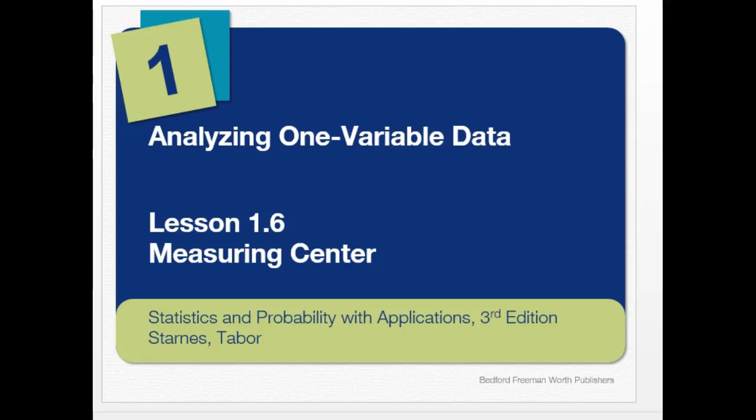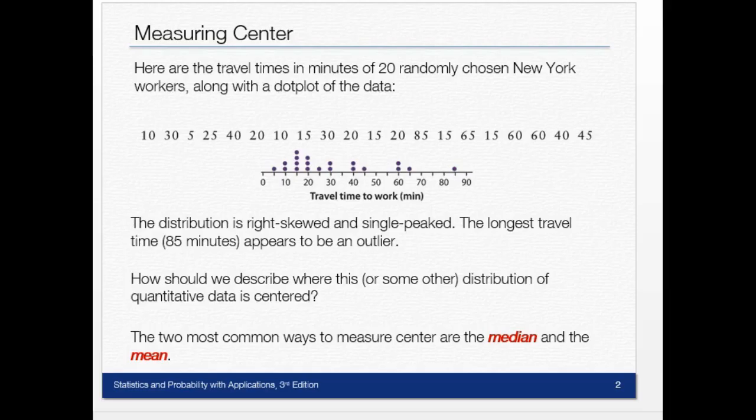In 1.6, we're going to talk about measuring center, the center of a distribution. So here's the travel times in minutes of 20 randomly chosen New York workers, along with a dot plot of the data. So these are their travel times to work and a dot plot. The distribution is right skewed and single peaked. The longest travel time, which is 85 minutes, appears to be an outlier. There's a gap there. So how should we describe where this or some other distribution of quantitative data is centered?